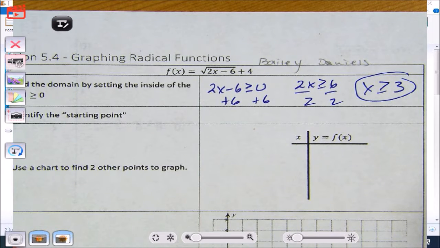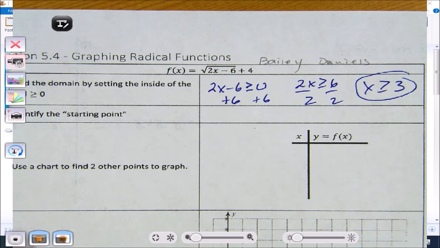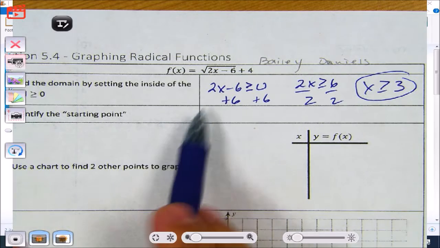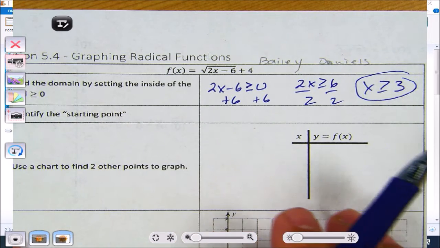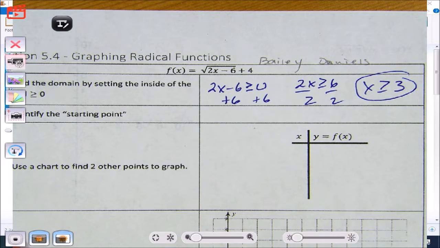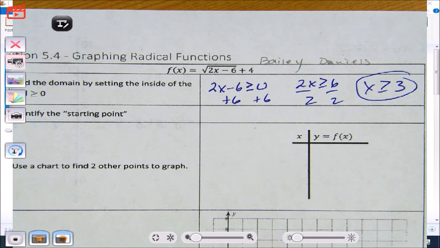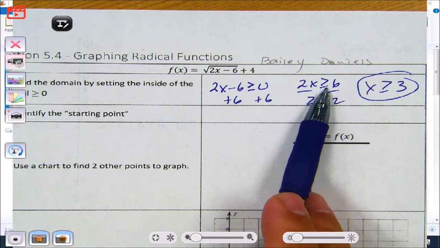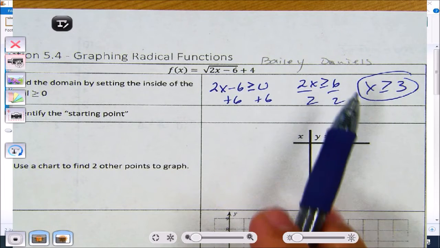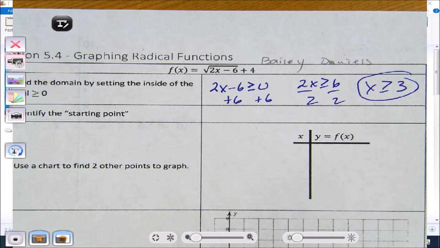I have a question. Go ahead. So like the plus 4, would that not be a part of this equation? Correct. It's only what's inside the square root. Another question too. If the 2x was negative, would the sign change? Correct. If I had to divide by a negative 2, then the inequality symbol changes direction.